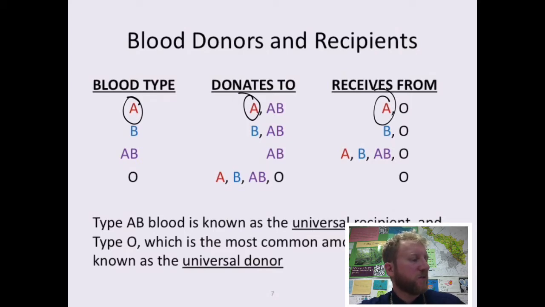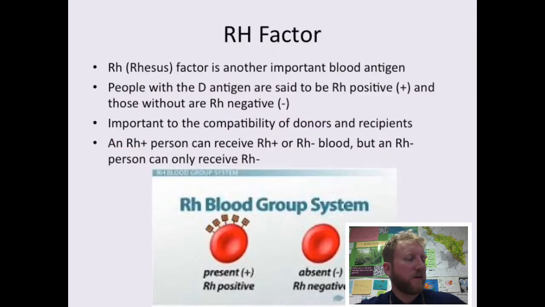Now, some special circumstances, we got something called the universal recipient. So if you notice right here, AB can receive blood from anybody because they don't produce any antibodies to reject those new blood cells. But they can only give to other AB, all right? They can't give to anybody else. And O is opposite. They can only receive from O because they have all of the antibodies. So if they take in anything that is not O, those antibodies are going to destroy those cells. They can, however, give to everybody. And so that's why they're known as the universal donor. Okay, so that's kind of how that works.